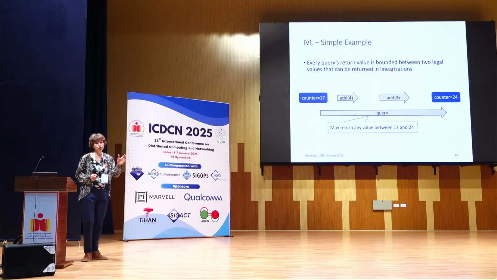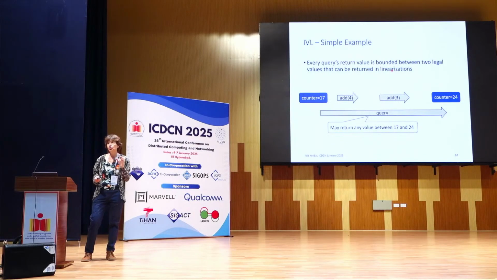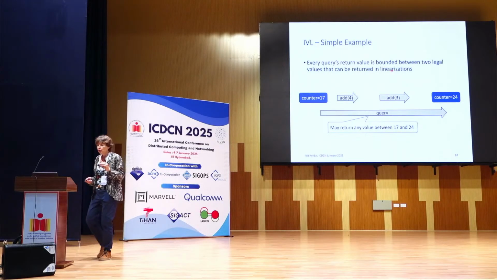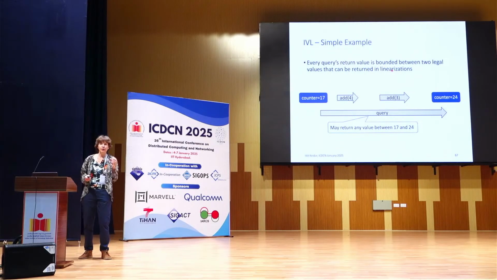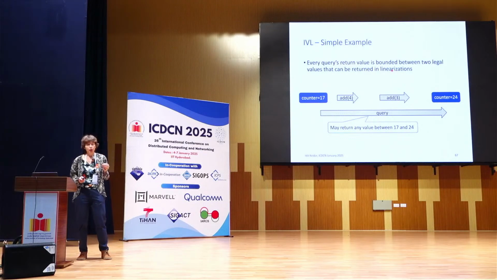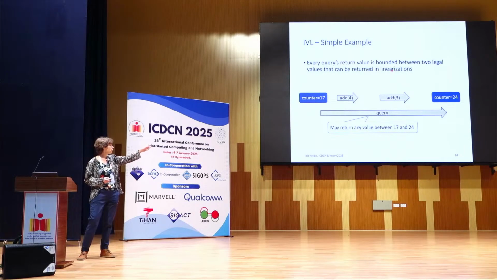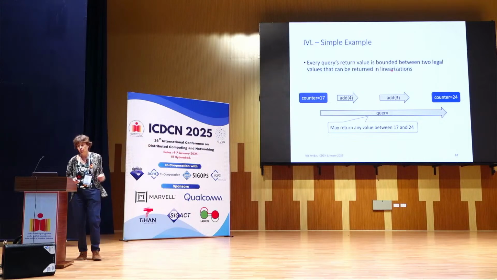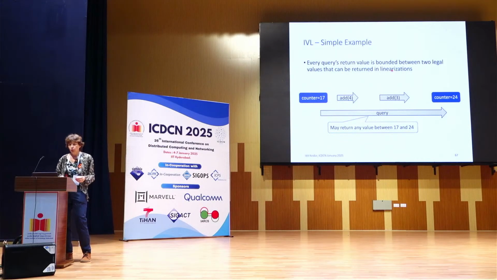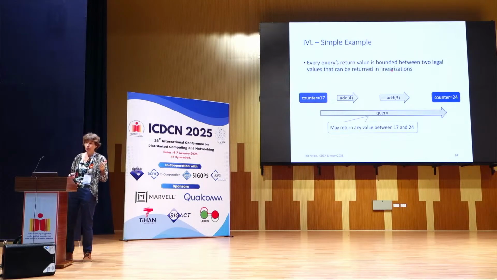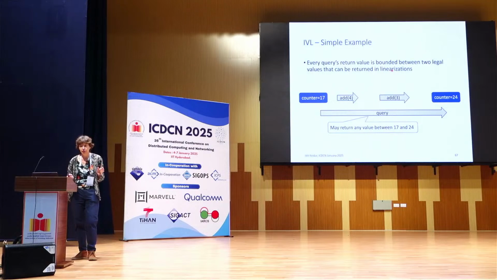So, just to take a step back from the coherent sketches and explain the general concept of intermediate value linearizability: let's say I have a counter that is incremented in batches. So I had this counter, it was 17, I added 4 to it, I added 3 to it, and then it became 24. So the only legal values in linearization are what? 17, 21, 24. That's it. These are the only legal values.